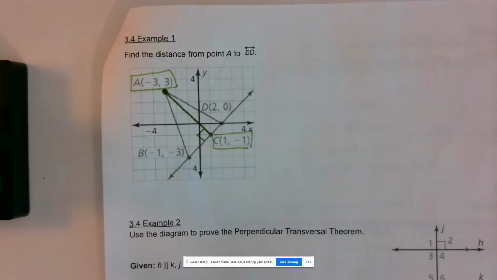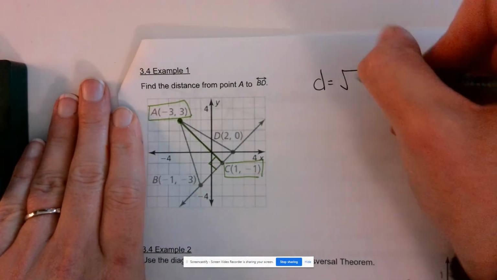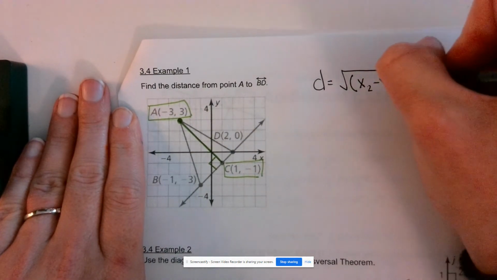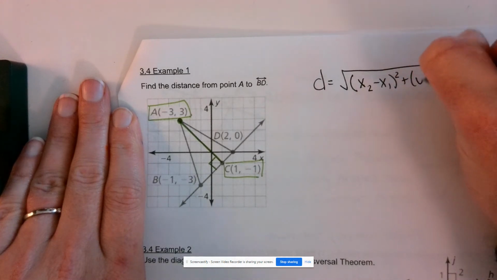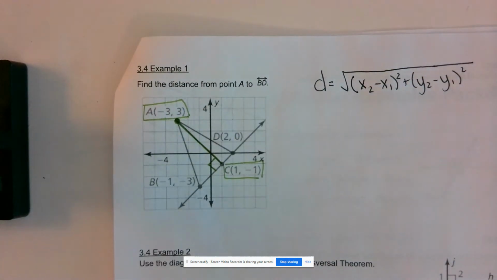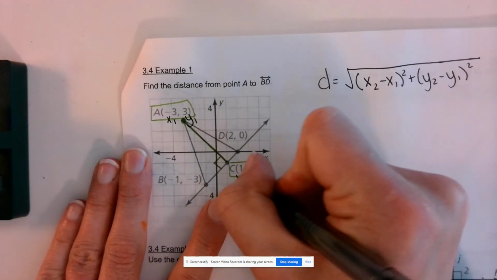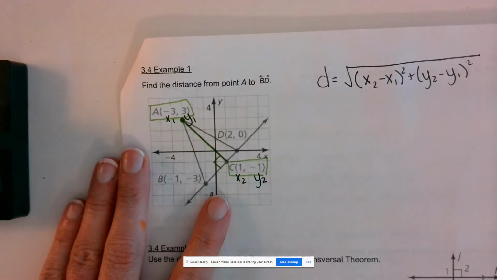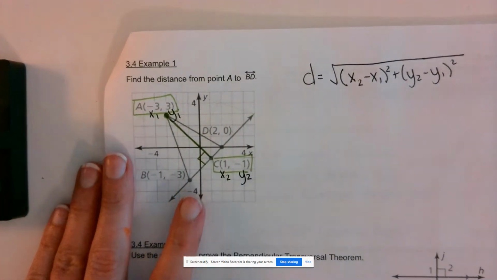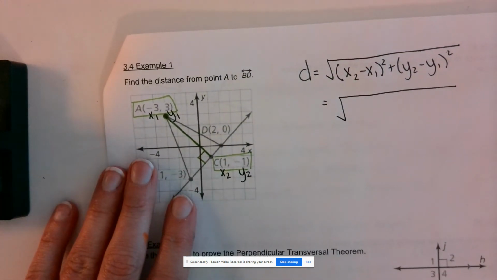So we need our distance formula. Our distance formula tells us to take the square root of (x2 minus x1) squared plus (y2 minus y1) squared. So I suggest labeling your 2 points first: x1, y1, x2, y2. And we're going to plug in our values. I like to keep everything the same. Just go ahead and plug in your numbers.